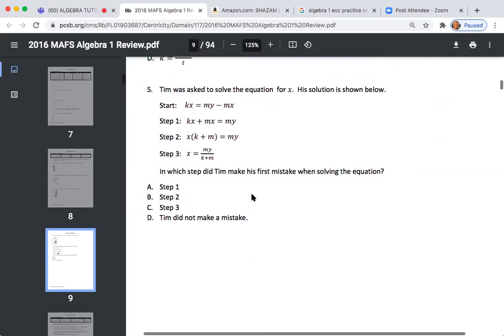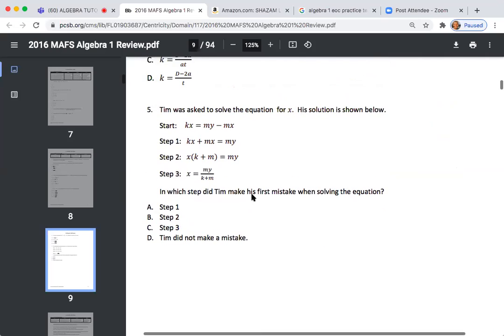All right, so I think this is going to be our last problem for today. Number 5. Tim was asked to solve the equation for X. His solution is below. Step 1, Kx equals My minus Mx. And he's trying to solve for X. He's trying to isolate the X, okay?